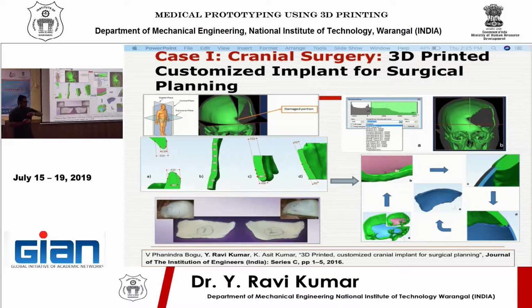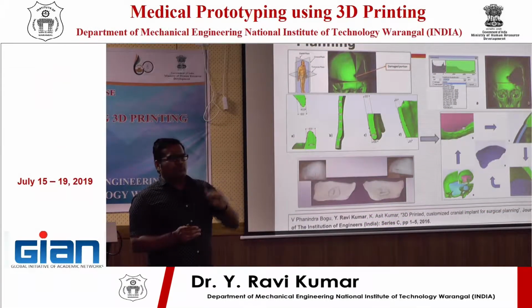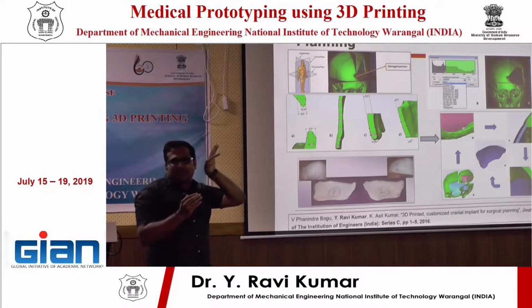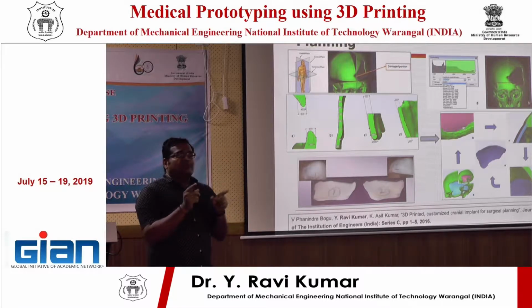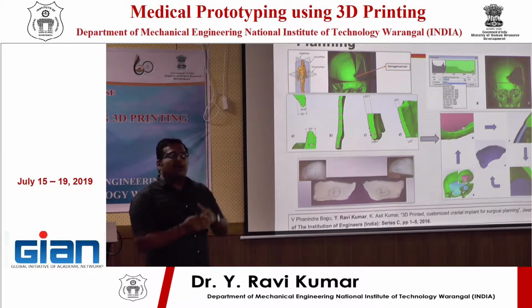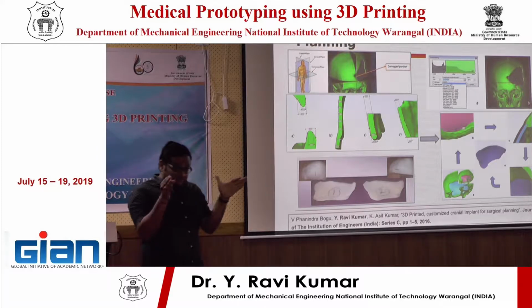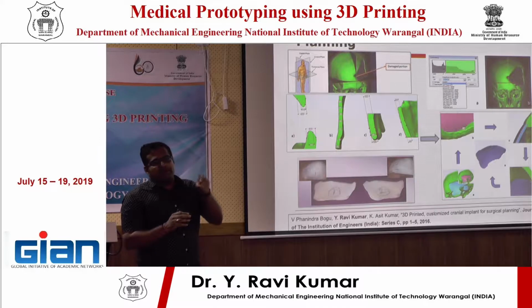If you see the outer layer, you have a cortical kind of bone, which is harder on either side. One is adjacent to your brain, and you have the outer one. And again, the thickness of the inner one and the outer one is not the same. Within these two, you have a trabecular kind of bone structure, which is porous.